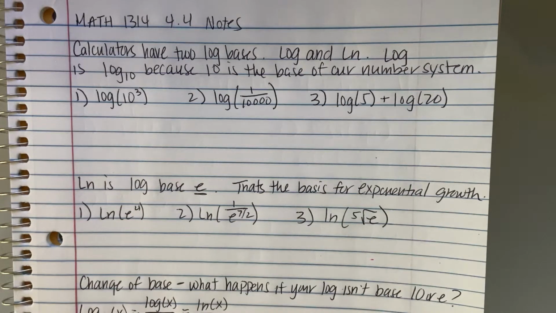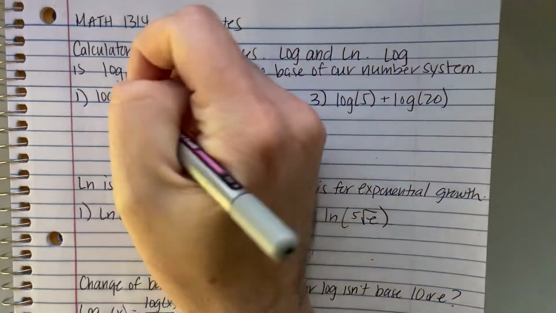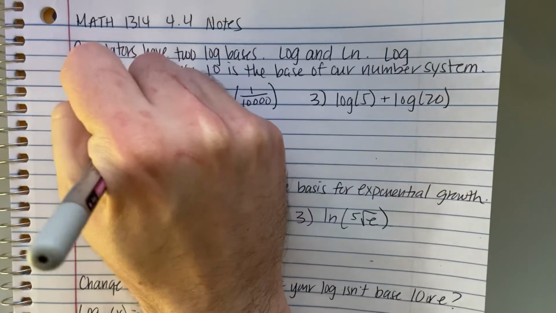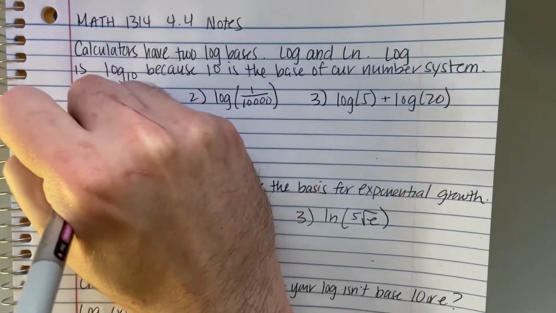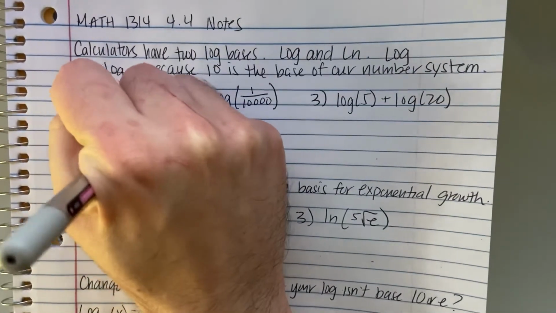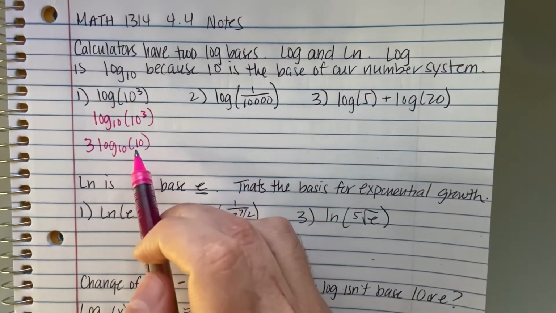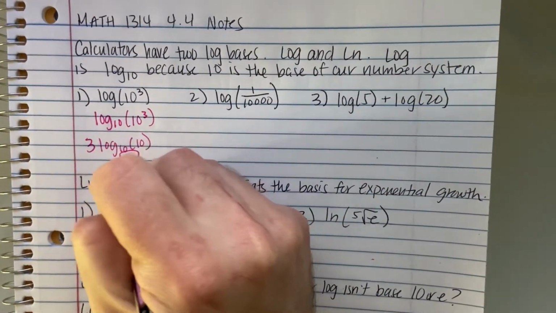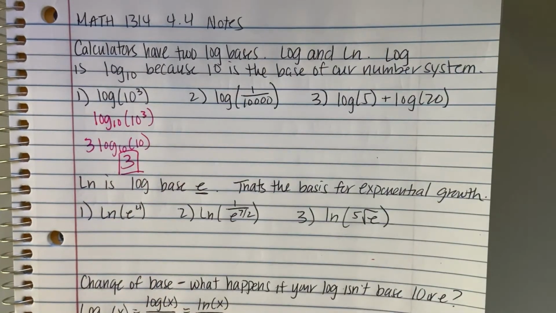The log without a number in its base is log base 10 because 10 is the base of our number system. So if you see a logarithm listed with no base, the base is assumed to be 10. What that means is if you have log of 10 cubed, that's log base 10 of 10 cubed. You can bring the 3 out front. And remember, if the base and what's inside the log match, that's just 1. So this is just 3. Alternatively, you could just cancel them out at the beginning and let the 3 live.